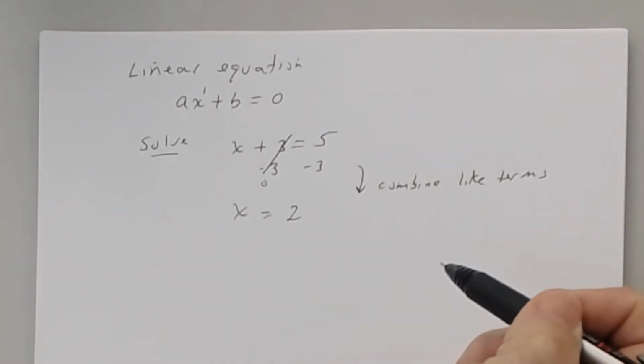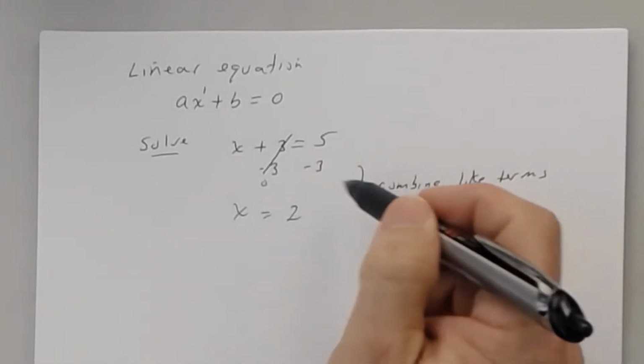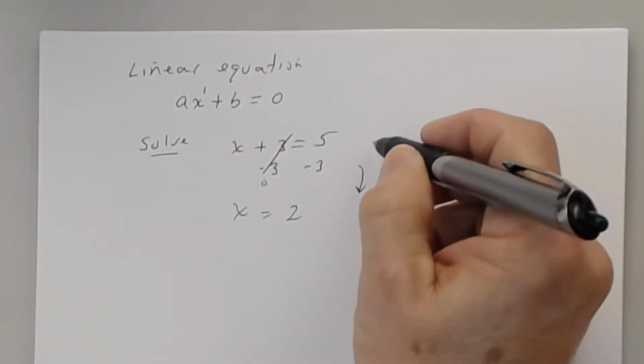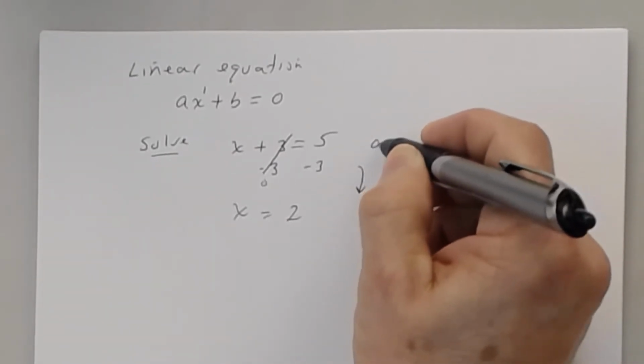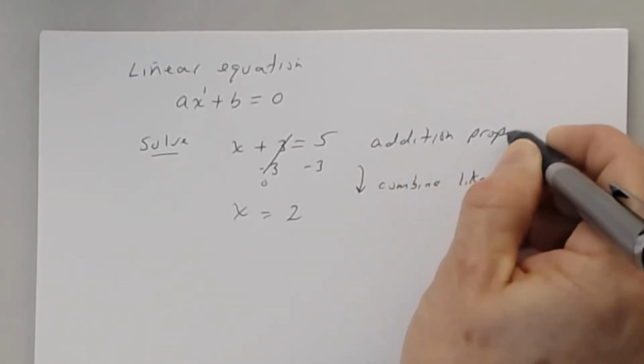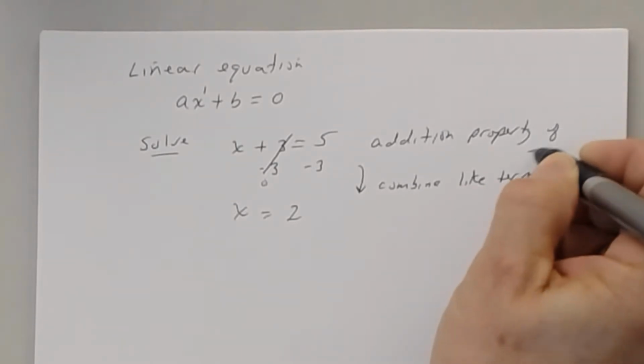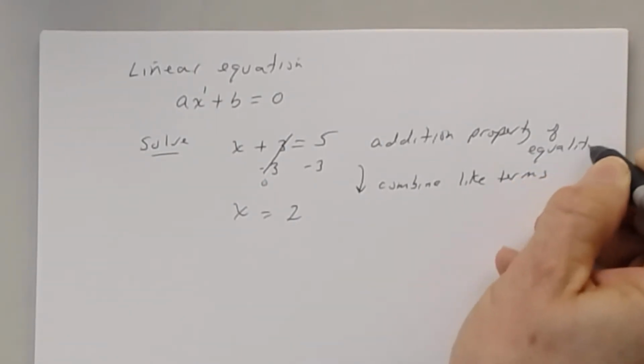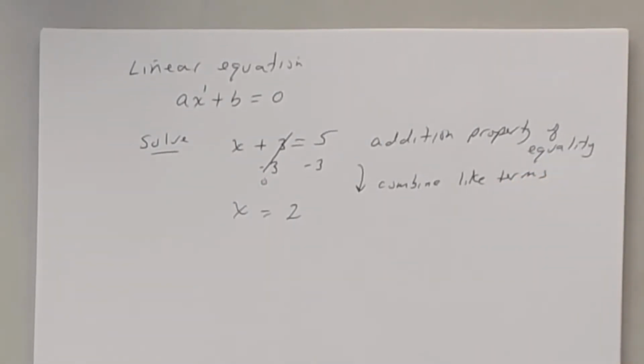And so x equals, and what's 5 minus 3? 2. Now, when I subtracted 3 from both sides, I was using, and you may remember this, what's called the addition property of equality. So if I add a number to one side, I've got to add a number to the other side. If I subtract a number from the left side, I've got to subtract it from the right side. So it's kind of like keeping the equation balanced.